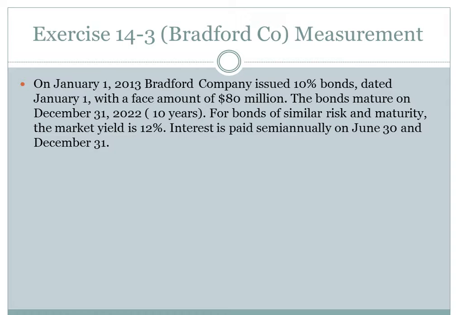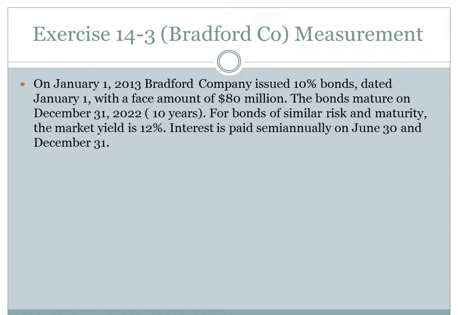And the bonds will mature in 10 years on December 31st, 2022. So they'll be issued January 1st, 2013. And they'll be outstanding for all of 2013, 14, and so on until the end of 2022. We are told also that bonds of similar risk and maturity would have a market yield of 12%. Interest is paid semi-annually on June 30th and December 31st. So this is a very standard bond issue, 10-year maturity.